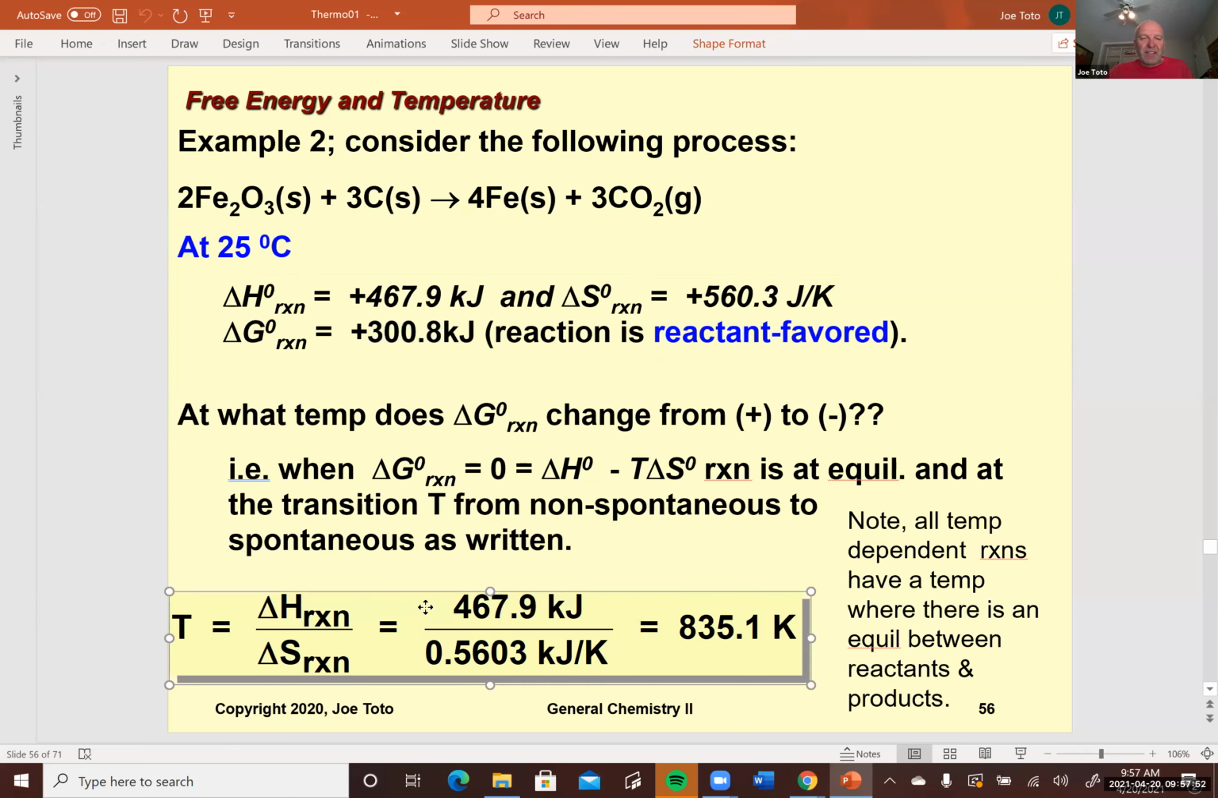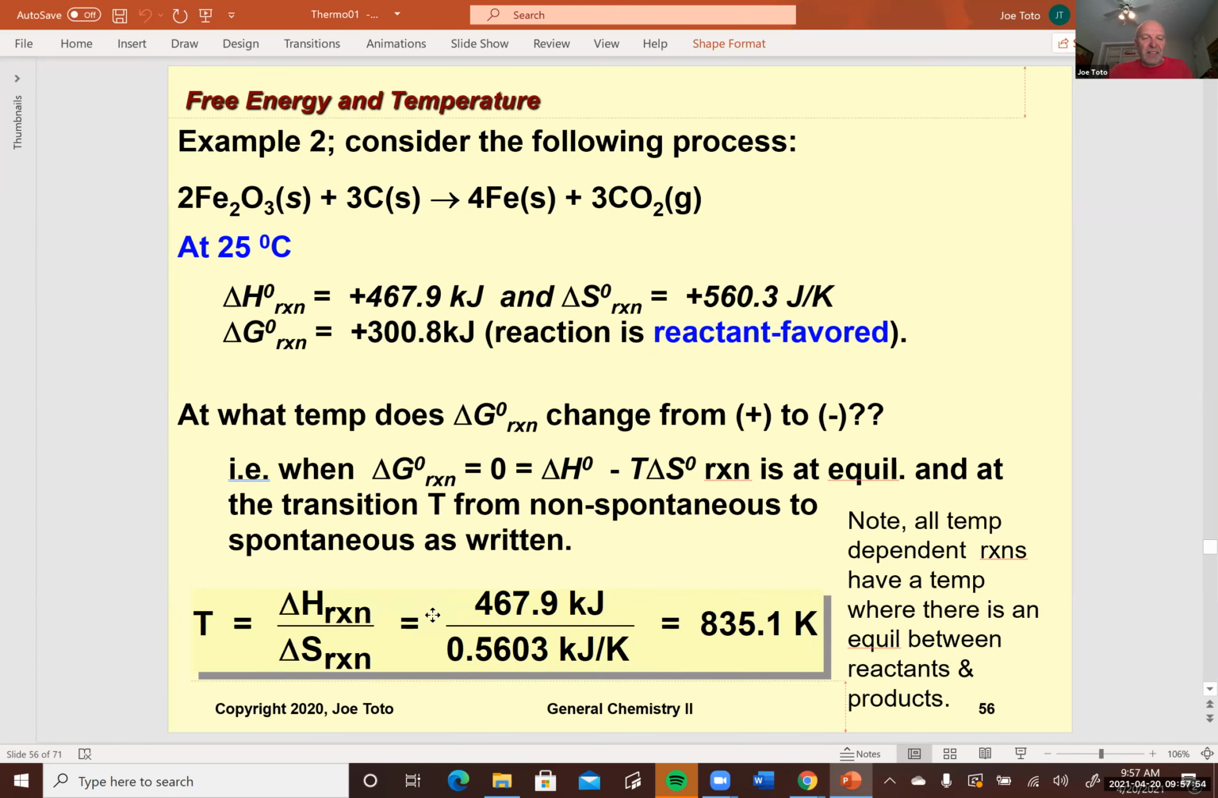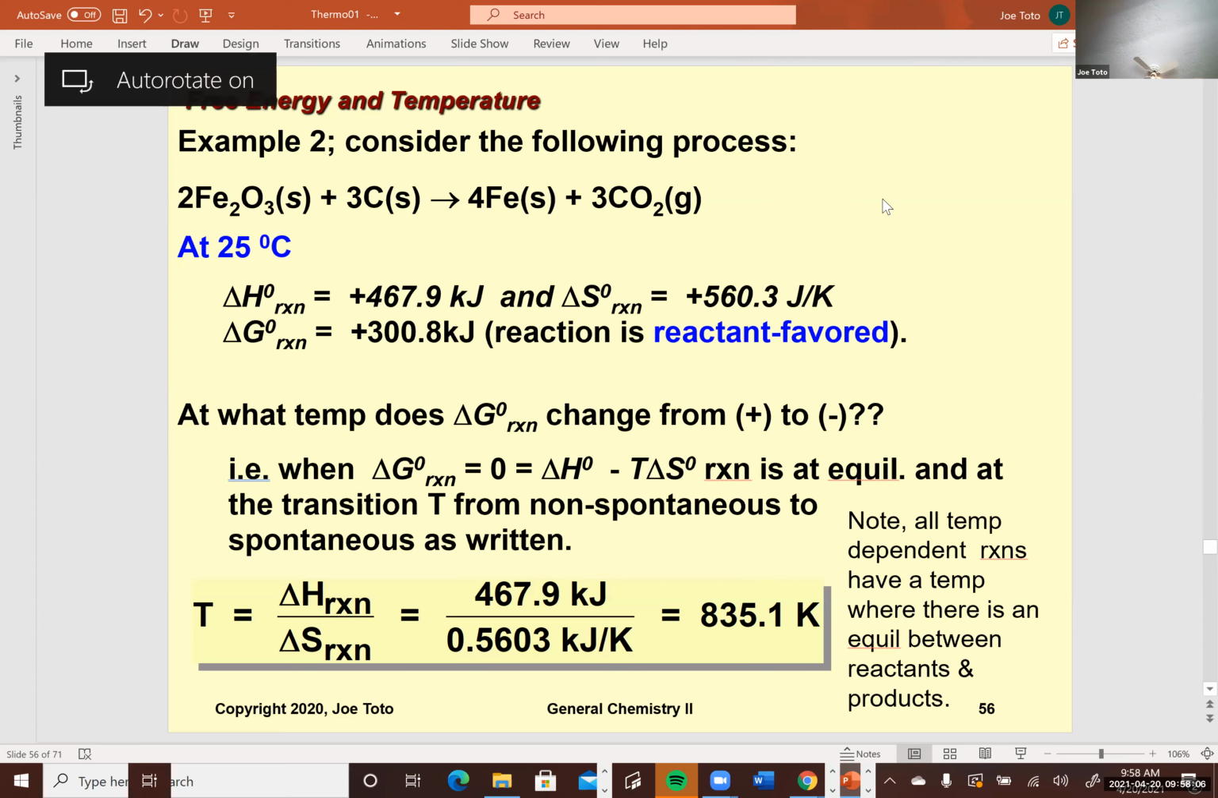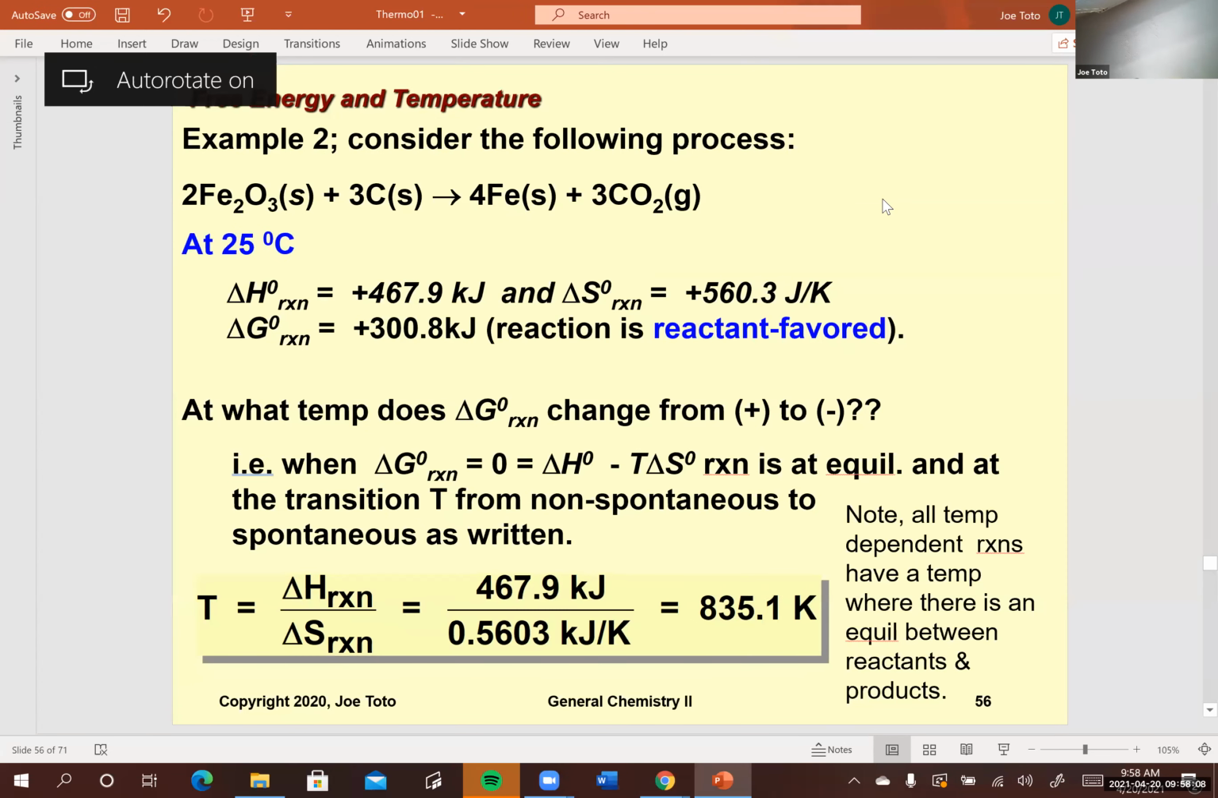How about this calculation down here? Why do we do that? You guys are sleepy today. Yeah, so we did this calculation down here to calculate that tipping point temperature.